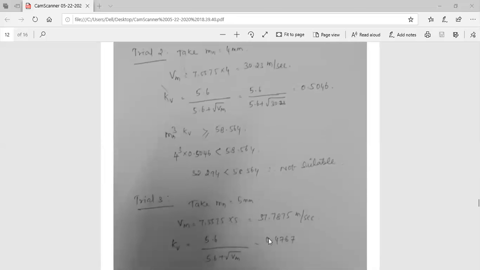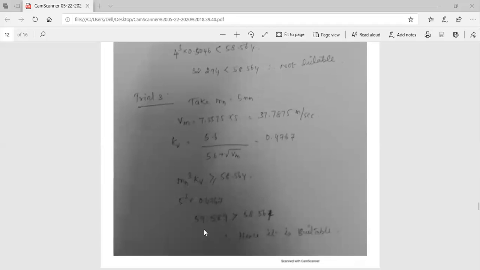So next, go to the standard module value. Mn is equal to 5 mm. Here substitute the value in velocity and velocity factor. You get the value 59.589. This is greater than the normal tangential tooth load, that is 58.564. That's why it is suitable. The condition was satisfied, so it is suitable, and the design is safe. That is the normal module value equal to 5 mm.